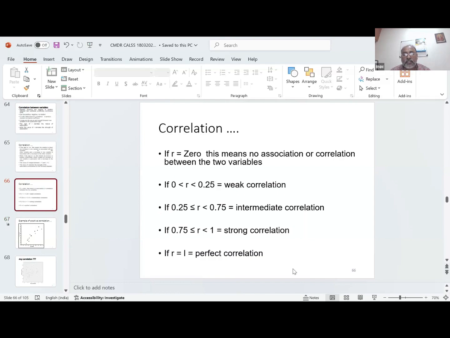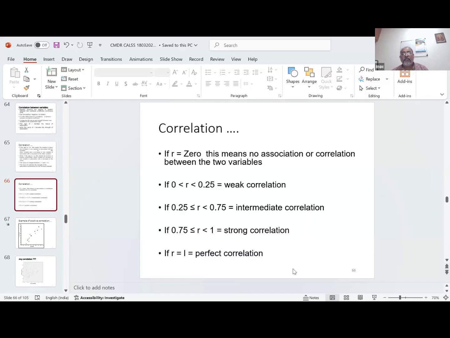See, ideal correlation should be between 0.75 to 1. That becomes a strong correlation. But if it is 1, then it is a perfect correlation. And if it is less than 0.25, it is a weak correlation.